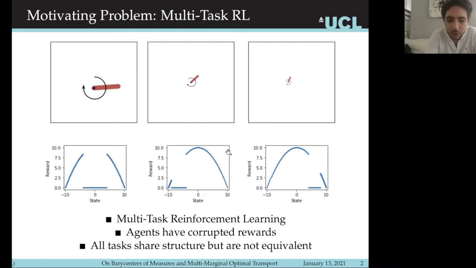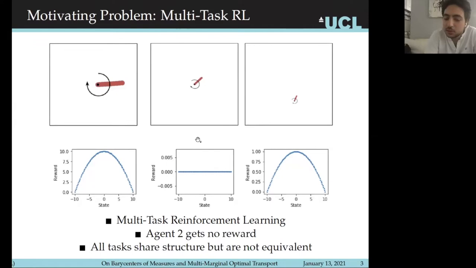Another setting is, again, multitask RL, but in that setting, some of the agents don't get any rewards. So they don't have any reward signal, and they basically have no way to learn any meaningful policy in the environment. The question is, how do we enable sharing of knowledge across tasks in a sensible way? We're going to see that tools from optimal transport can be useful here later.